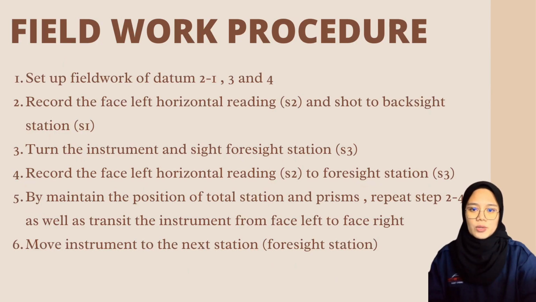Next, I will explain about the fieldwork procedure. First, we need to set up the fieldwork at stations 2 to 1, 3 and 4. The second step is to record the face left horizontal reading, which is station 2, and shoot to the backsight station, which is station 1. Next, turn the instrument and sight the foresight station at station 3. Fourth, record the face left horizontal reading from station 2 to the foresight station, that is station 3.